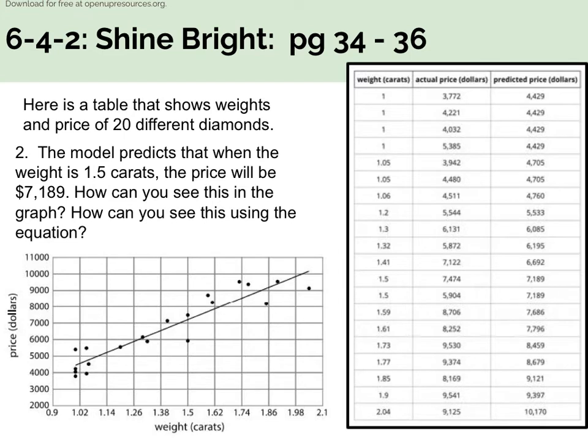Number 2, the model predicts that for the diamond that weighs 1.5 carats, the price will be $7,189. How do you see this in the graph? How do you see it using the equation? So go ahead and answer that question and then come back to me.